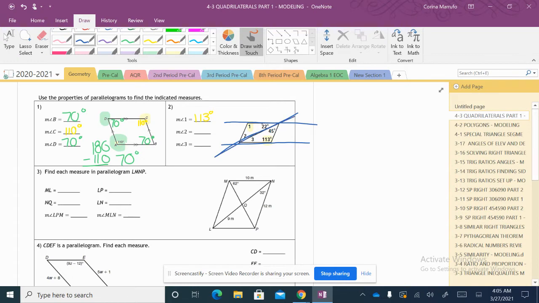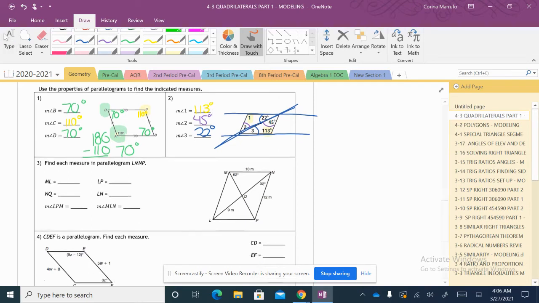And so the alternate interior angles should be equivalent. That means angle 2 should be the same as angle 3. So angle 3 should be 22 degrees. And then angle 2 should be the same as angle 4, which is 45 degrees.